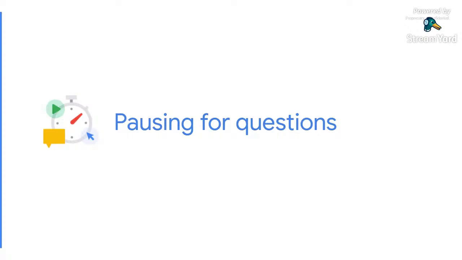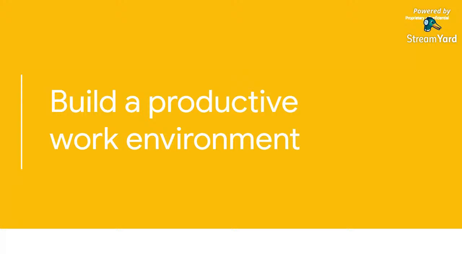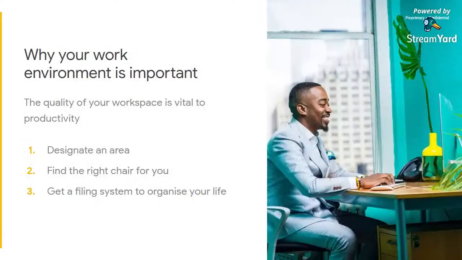the next slide. Now, how to build a productive work environment. Why your work environment is important. The quality of your workspace is vital to productivity. You need to have a designated area. You need to find the right chair for you. Since you are working from home, you may like to invest in buying a table and the right chair for you. It's very important so that you don't have pains, and you may like to also get a filing system to organize your life, right?